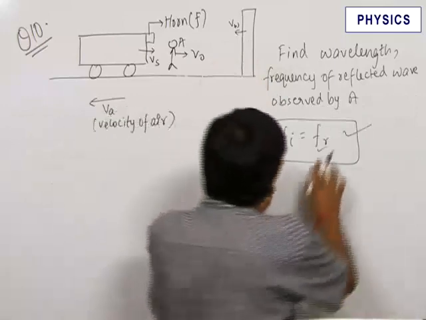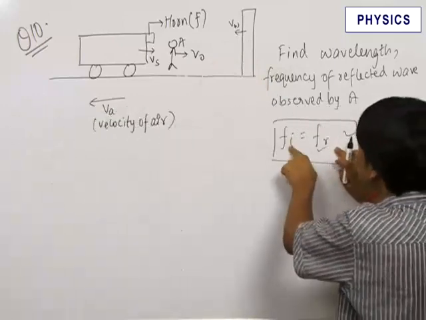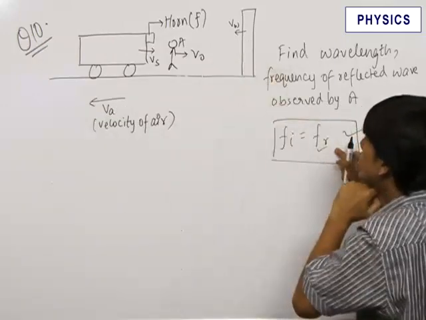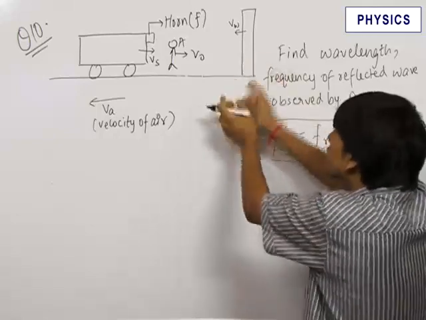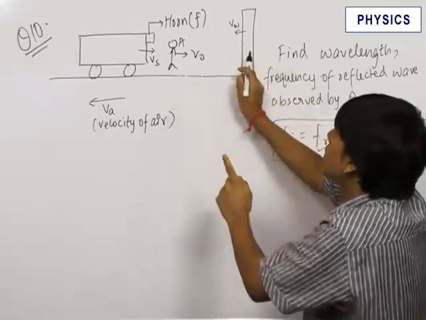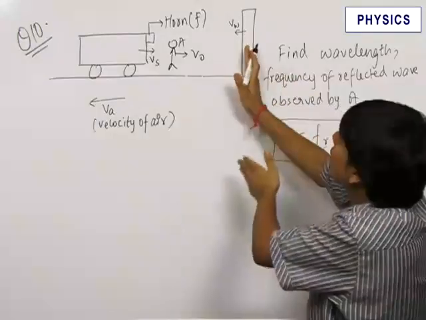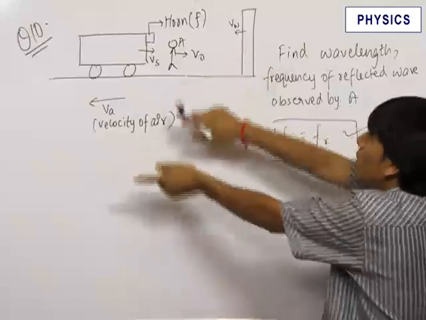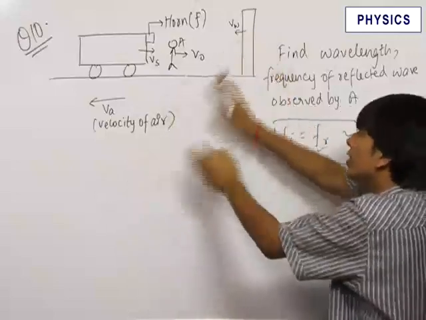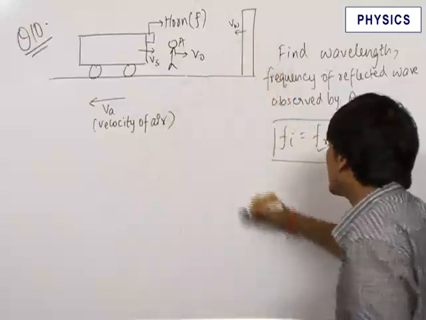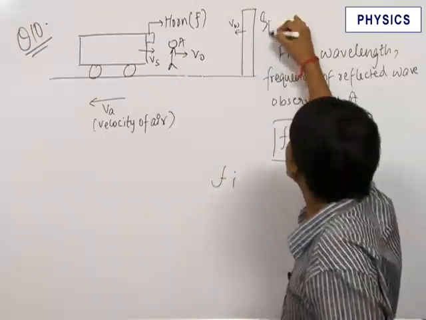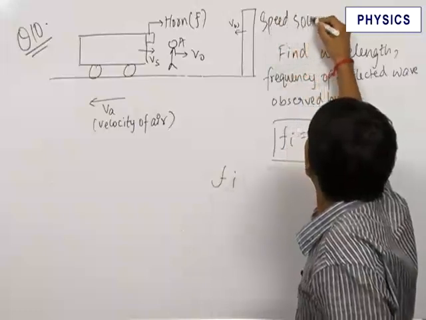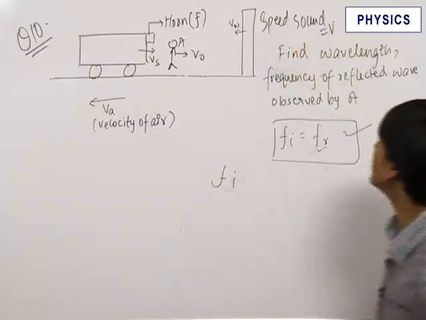Now, for finding out the frequency reflected, we first have to find out frequency incident on this wall. The frequency incident on this wall is equal to the frequency observed by an observer. If the observer is moving like the wall, that is, you treat the wall like an observer and find out the frequency observed by this wall, that will be the frequency incident on this wall. So let us find out that frequency fi. Now in this question, speed of sound is given to be v.